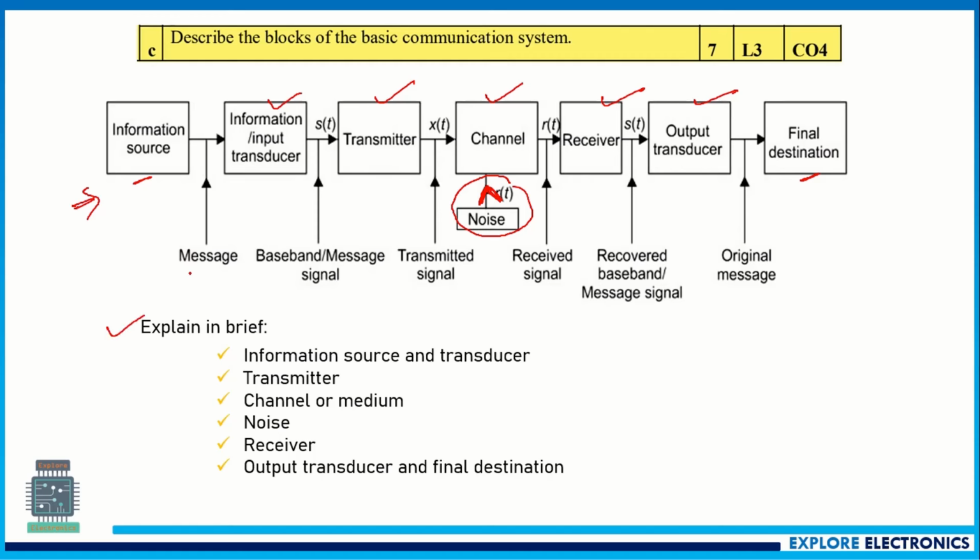And you need to explain in brief what happens in each and every block. Transducer will convert the physical quantity into an electrical quantity. The electrical signal will be called the message signal, and the transmitter does the modulation. So we will get a transmitted signal, that is the modulated signal, which is given to the channel. Channel can be a wire or it can be an air medium. And then there is a receiver where demodulation happens. Here the carrier is removed, and the output transducer converts the electrical quantity again into a physical quantity, and then the destination. This is what you need to explain for the different blocks in the communication system.